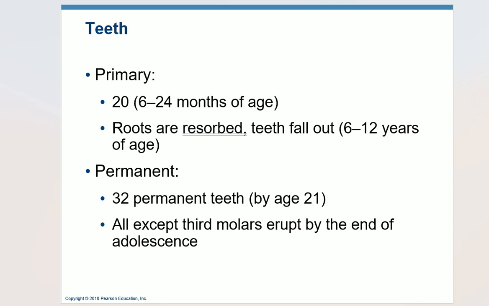Once those start falling out, they get replaced by permanent teeth. And you end up with 32 total by 21 years of age. Although your third set of molars, that we call the wisdom teeth, sometimes don't come all the way through. By this point, all of you guys should know about wisdom teeth. I'm sure most of you had to get them surgically removed.